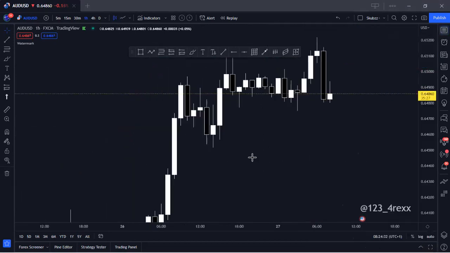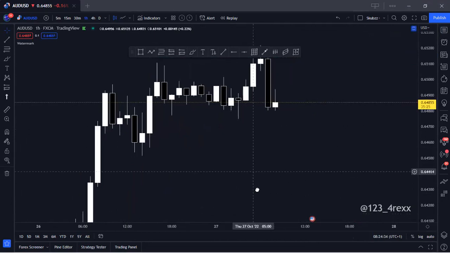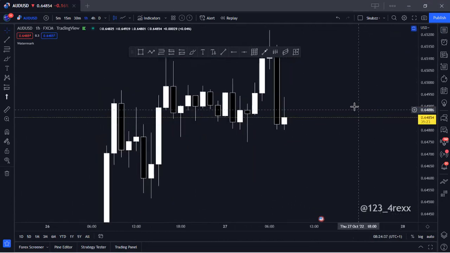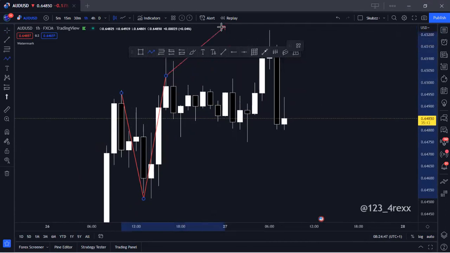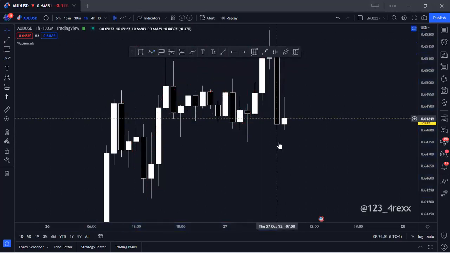Okay, guys. So on AUDUSD, what sense can we make of this? We had a push to the downside, push up, and then we consolidated for a while, and we faked above. Okay, good. We took our liquidity at the top, and then now we're flushing to the downside.